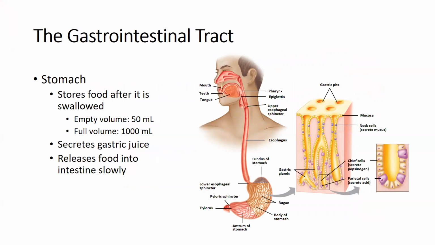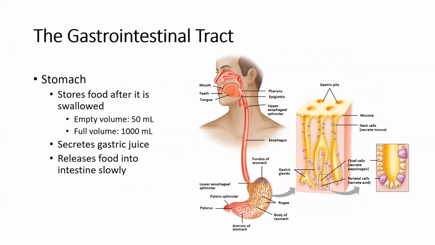The functions of the stomach are to secrete gastric juices, which include hydrochloric acid, and this helps with the breakdown of food. We have the breakdown of proteins. We have certain hormones being released in the stomach that help with the digestive process. Food is released slowly into the intestine.